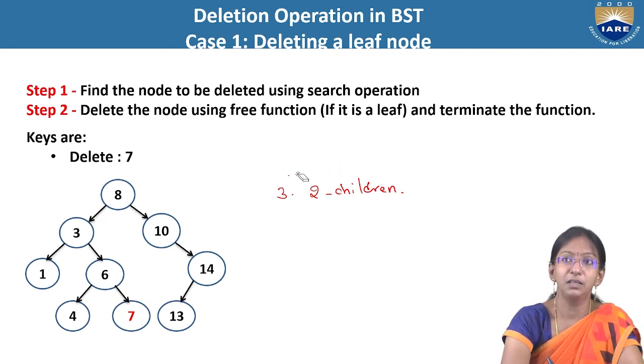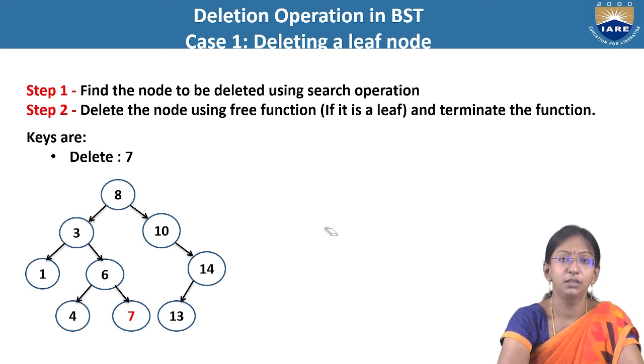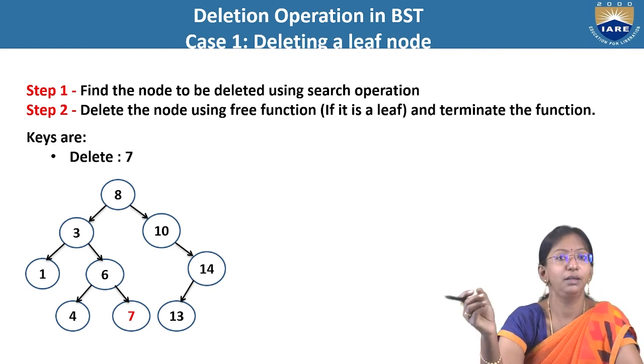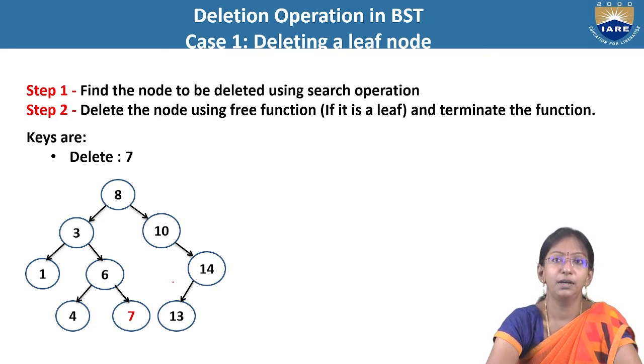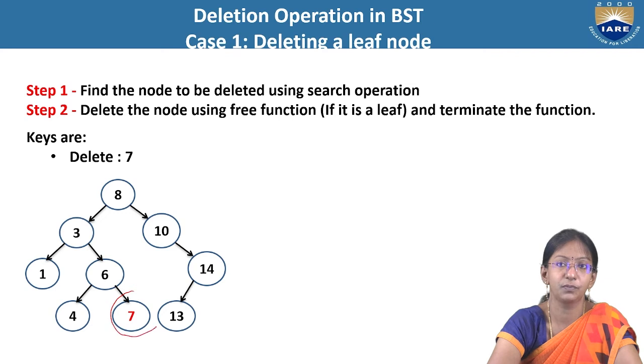Let's start with the least complex one, which is deletion of a node with no children. That is deleting a leaf node. Have a look at this picture. There are simply two steps. Find the node which you want to delete. If it is a leaf node, simply remove it and terminate the function. For example, what if I want to remove 7? First of all, check: is 7 having any children? No. 7 is a leaf node. Simply remove it.